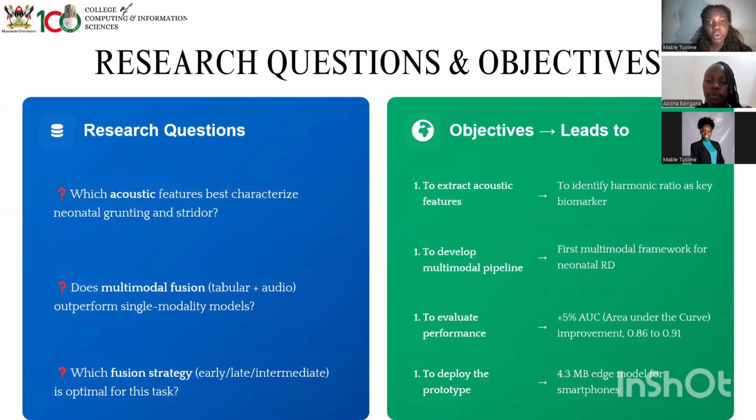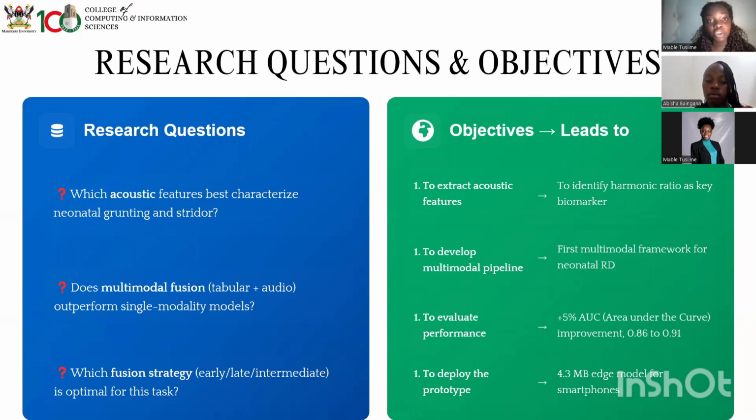Thank you, Abisha. So for our research questions and objectives, we are trying to find out what acoustic features can best characterize the respiratory distress, and this is through the grunting and stridor. And then does multimodal fusion outperform single modality? So using both clinical and audio data, is it going to help to improve the model, or it doesn't really matter? And then which fusion strategy is optimal for the task we're trying to perform? Late fusion, early fusion, or intermediate?